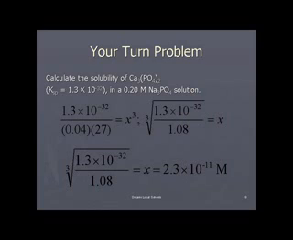So as we continue to solve for x, we take the cube root of 1.3 times 10 to the negative 32nd divided by 1.08 is equal to x, and our x value is equal to 2.3 times 10 to the negative 11th moles per liter.